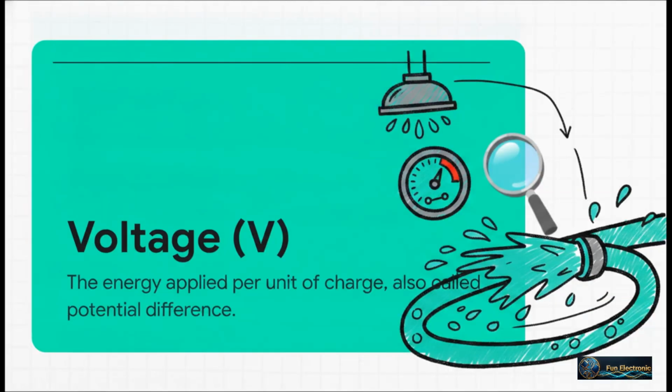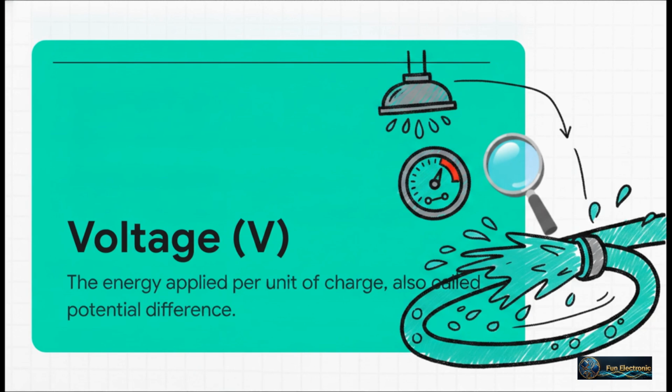Because we can't literally see electrons moving around, the absolute best way to visualize the fundamental laws of circuits is to imagine that our wires are just everyday garden hoses, and the electricity is the water flowing right through them. First up, we have voltage, which is measured in volts and represented by the letter V. Now, technically speaking, our sources define voltage as the energy applied per unit of charge, also known as potential difference. But let's stick to our analogy to make it intuitive.